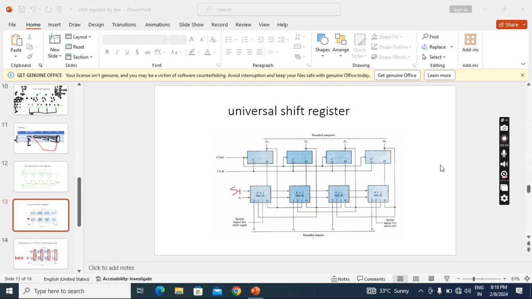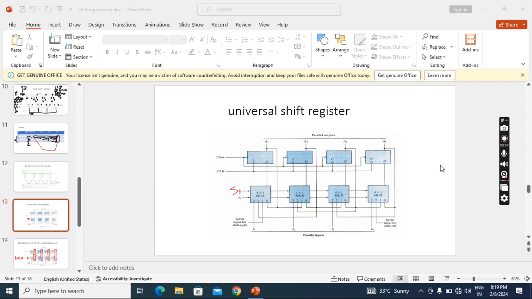That's why it is universal. In movies, if an actor plays many roles, he is called a universal star. Like this, this register plays many roles. So it's a universal register.